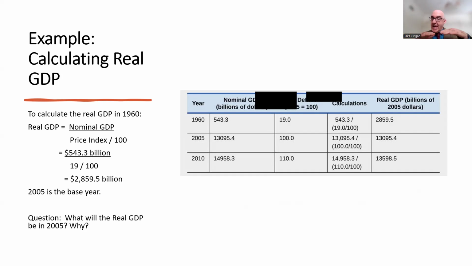2005 is obviously the base year, so nominal GDP equals real GDP. But if you wanted to compare 2010 with, say, 1960, you'd take 2010 and convert that into 2005 dollars. So you would have the nominal GDP, which is nearly 15 trillion, and then it would be put over 110 over 100, and that would in a way deflate the figures.